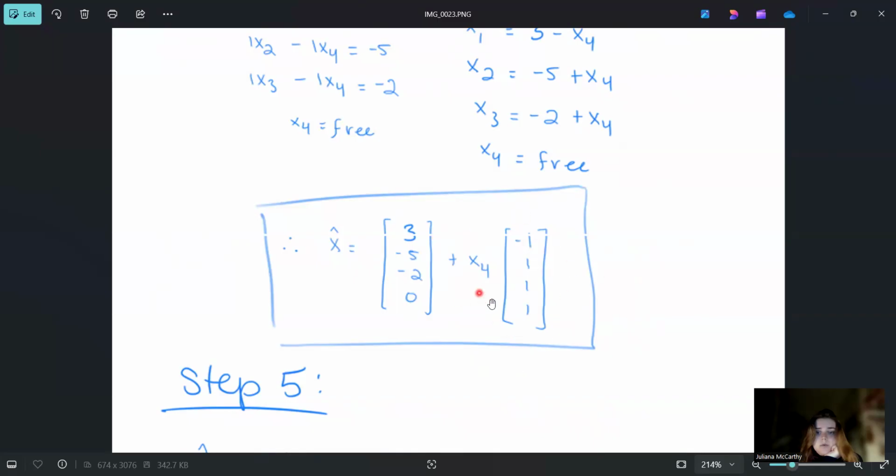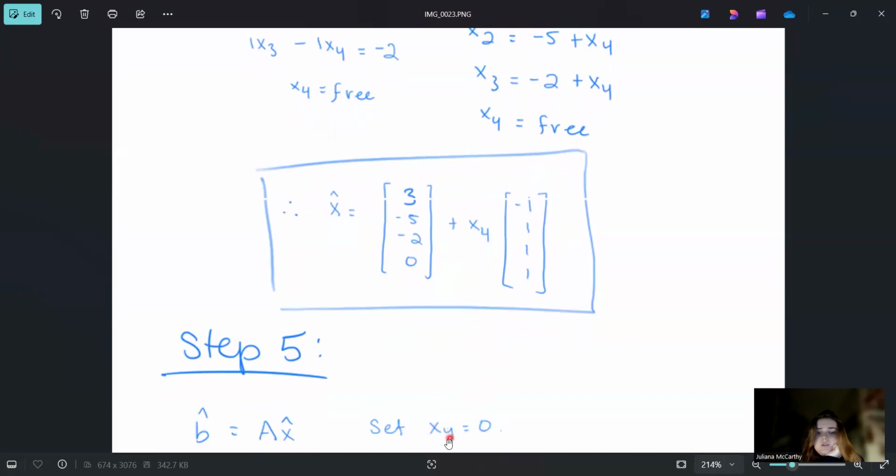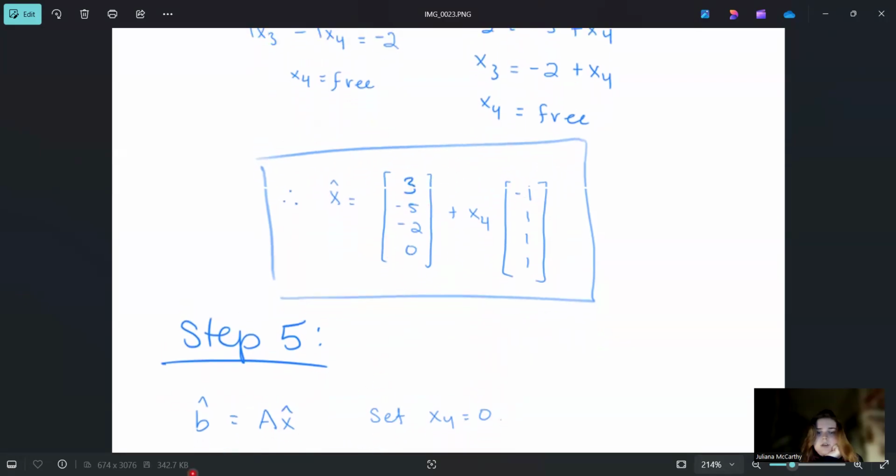But because we have this free variable, we don't want that here. So basically we can plug any value in as x4. And to make it easy, we're just going to set x4 equal to 0, so that this x4 times this column vector is just going to become the 0 vector. So we're just left with the particular solution of x hat.